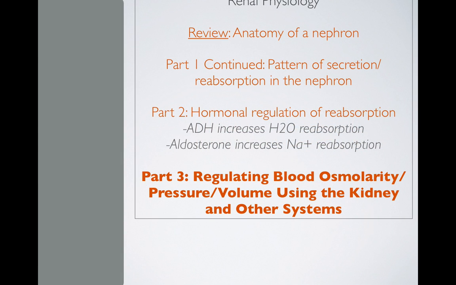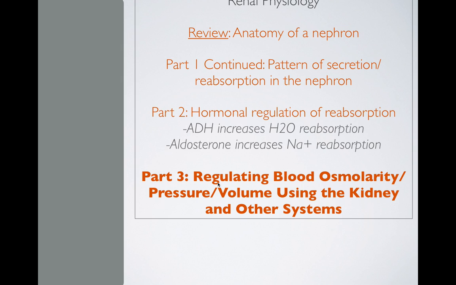All right. So essentially what we have now is we reviewed the anatomy of the nephron, so the different parts: the glomerulus, the Bowman's capsule, PCT, loop of Henle, DCT, collecting duct. We reviewed that different parts of the nephron can either reabsorb stuff from the filtrate or secrete it into the filtrate to either pee it out or prevent you from peeing it out. And then we learned that one way that we can affect how much urine output we have is through these two very powerful hormones, ADH and aldosterone.